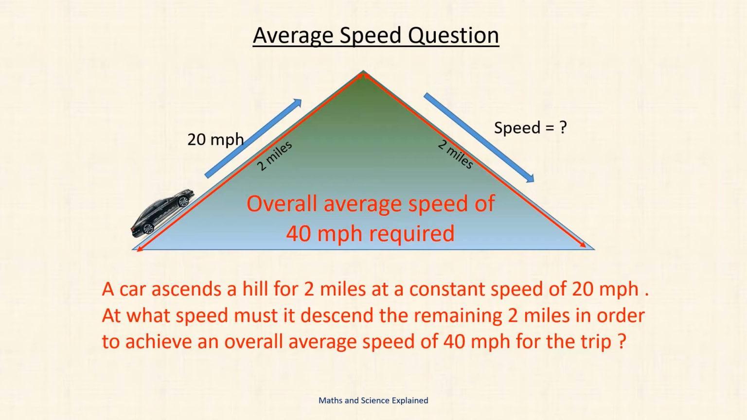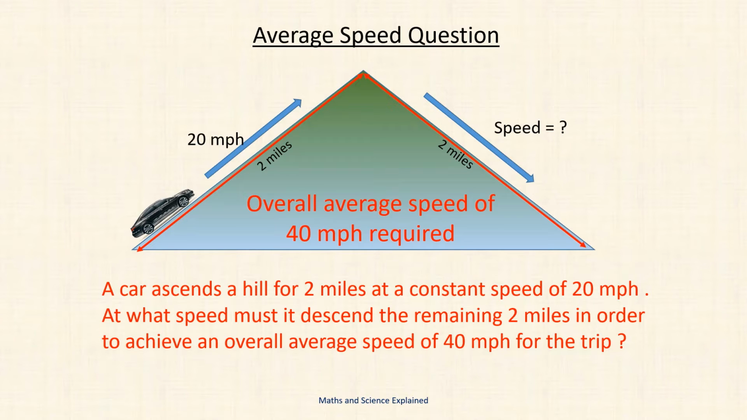A car ascends a hill for 2 miles at a constant speed of 20 miles an hour. It then descends for another 2 miles. At what speed must it descend in order to achieve an overall average speed of 40 miles an hour for the trip? If you wish to give it a try, then please pause the video. Some of you will have figured it out without any calculations, and we will discuss that later.